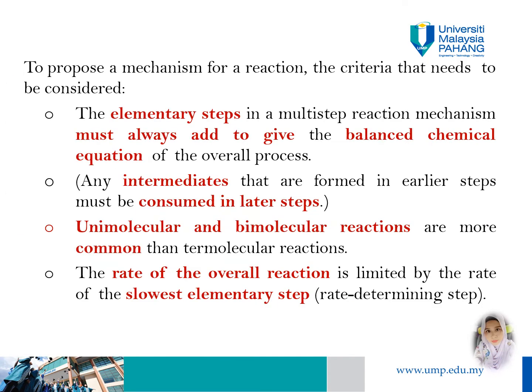So to propose the mechanism for the reaction, there are several criteria to be considered. First, the elementary steps of the multi-step reaction must add to give a balanced chemical reaction. This means that each of the elementary steps involved needs to be considered. And then any intermediate that is formed in an earlier step must be consumed in a later step. Okay, normally the reactions involved are unimolecular and bimolecular reactions.